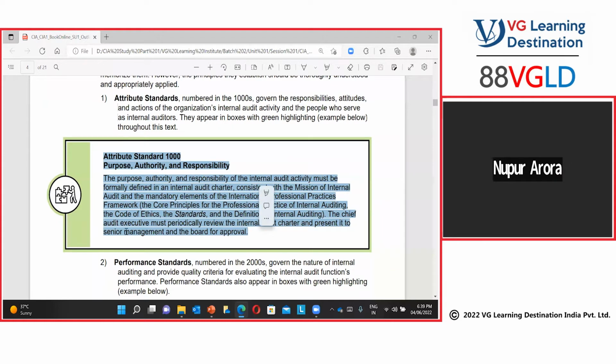Attribute standard 1000. Purpose, authority, and responsibility. The purpose, authority, and responsibility of the internal audit activity must be defined in an internal audit charter, consistent with the mission of internal audit and the mandatory elements of the International Professional Practices Framework: the core principles for the professional practice of internal auditing, the code of ethics, the standards, and the definition of internal auditing. The chief audit executive must periodically review the internal audit charter and present it to senior management and the board for approval. All right, thank you, Nupur.